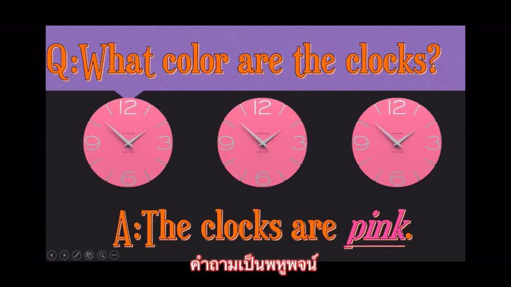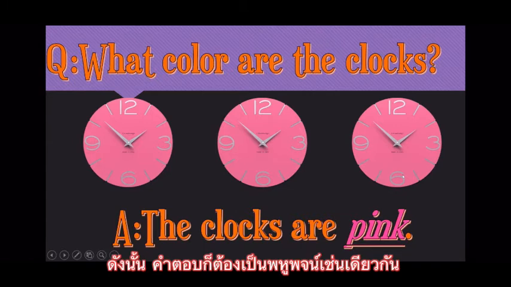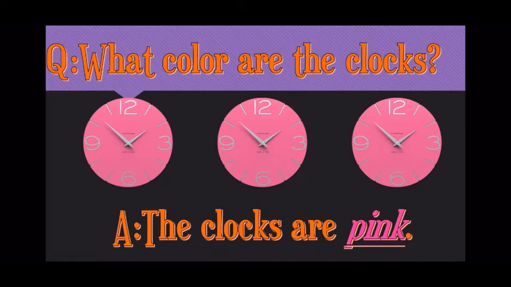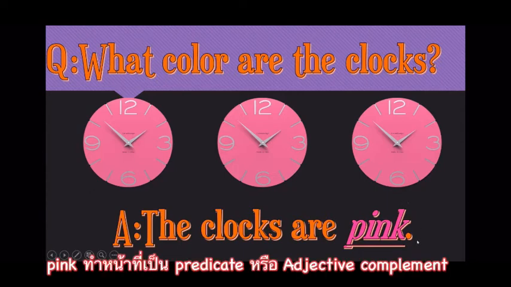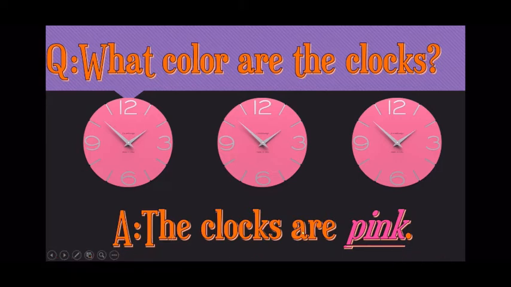There is S at the end. Therefore, the subject in your answer should be in plural form, and the verb should also be in plural form. So we have to say, what color are the clocks? The clocks are pink. So pink here functions as a predicate, and it is an adjective complement. Okay, the clocks are pink.